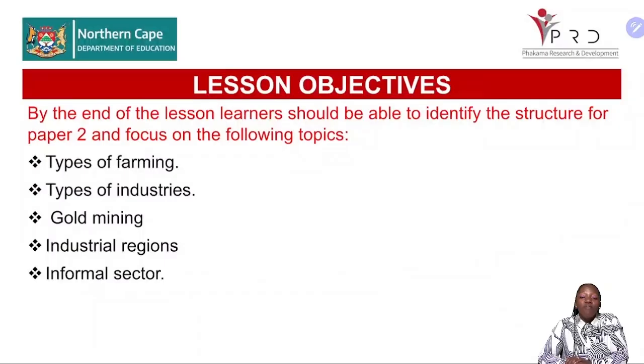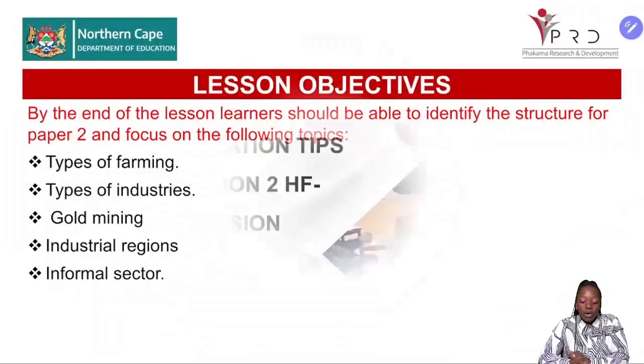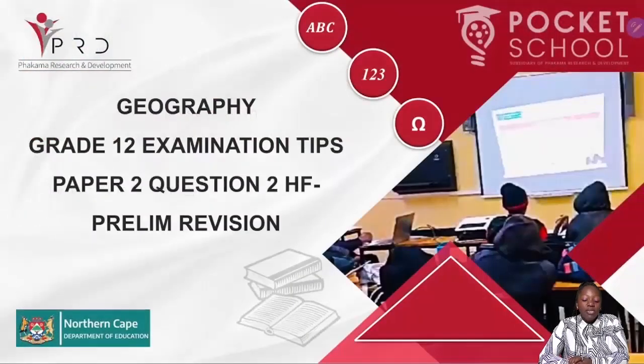So by the end of this lesson, learners, you should be able to identify the structure for paper 2, and also we're going to be focusing on the following subtopics. We will be looking at the types of farming, the types of industries, gold mining, the industrial regions as well as the informal sector. So we're going to go through our examination tips.